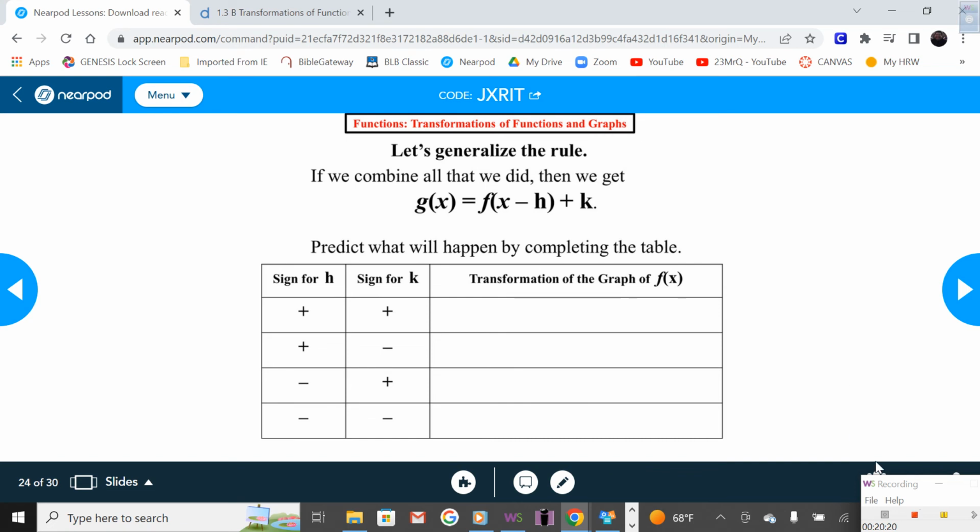I'll give you time to copy that. Copy and go. All right, so before I give you an activity to do and fill that table with, let's finish up our general rule. Let me zoom in.